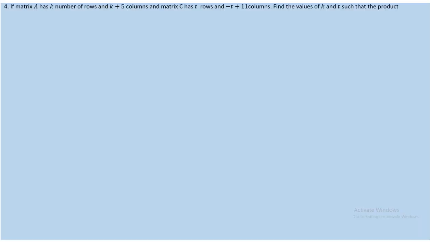Here in question number 4, you are given a matrix A having k number of rows and k plus 5 number of columns, and a matrix C having t number of rows and minus t plus 11 number of columns. You are asked to find the values of k and t such that the products AC and CA, product of these two matrices, can exist. Basically, in order to do this, what you need to recall is the property of the product of two matrices, students.